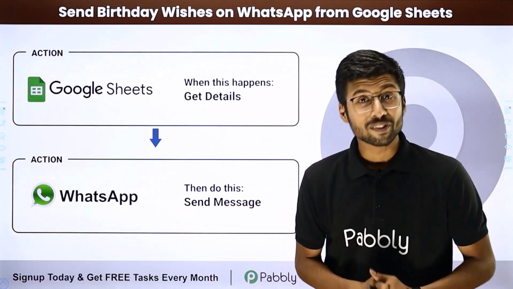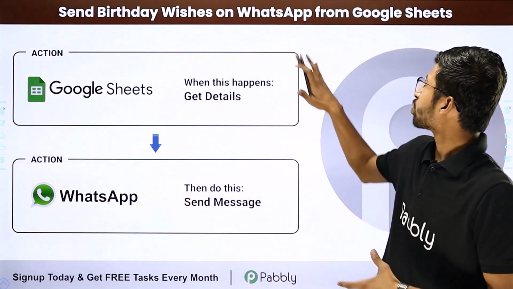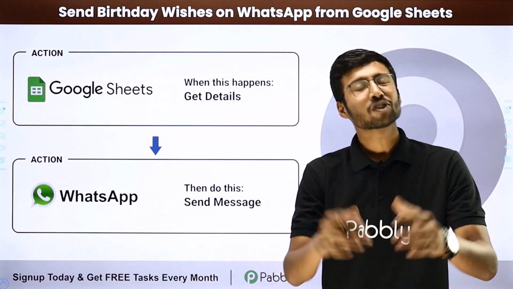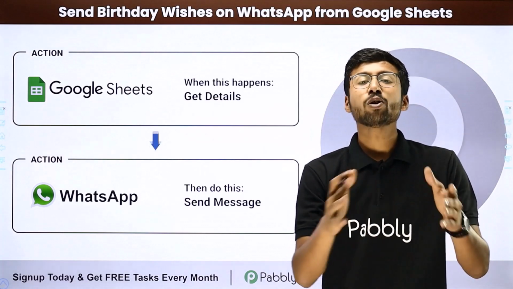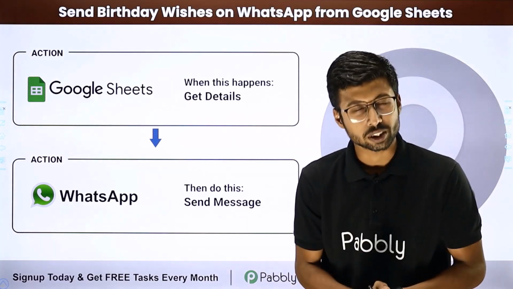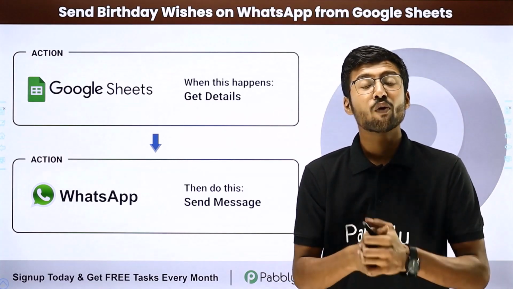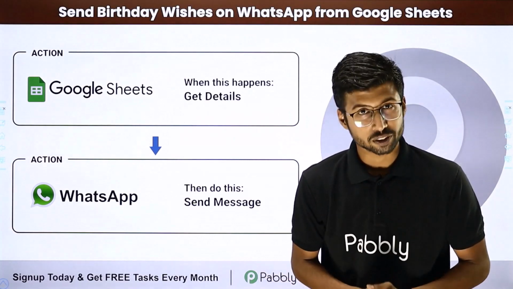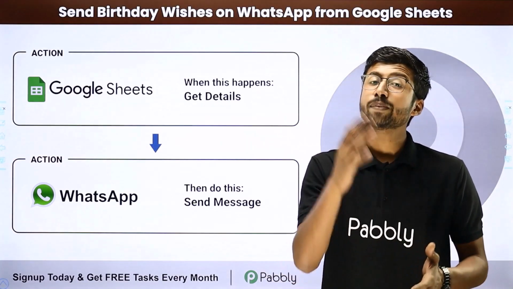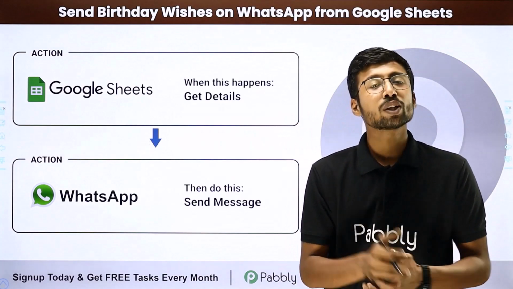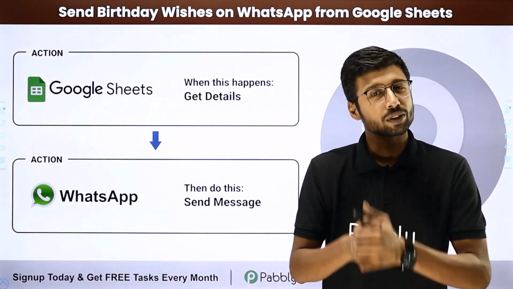So in this video, we will learn how to send birthday wishes on WhatsApp from Google Sheet. Now suppose, guys, in the Google Sheet you have all the details of your clients, customers or users, and you want to send them a WhatsApp message on their birthday as a wish. So let me tell you, you can completely automate this process. You just don't have to manually send them the WhatsApp message on their birthday.